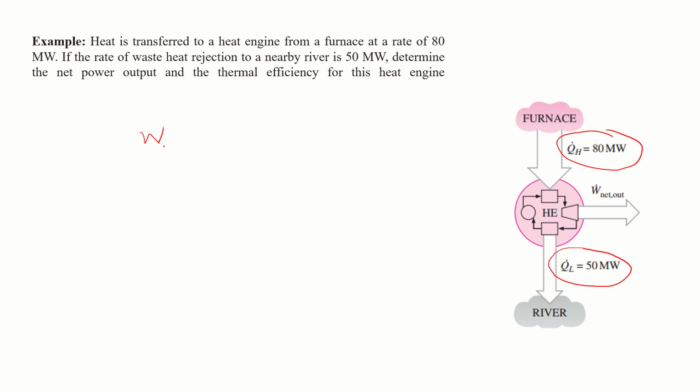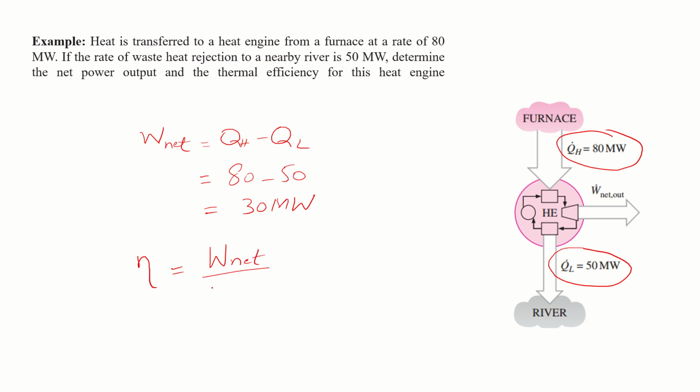W net is equal to QH minus QL, which is equal to 80 minus 50. This is our work output, which is 30 megawatt. And we all know that efficiency is equal to work output, which is W net, over heat input, which is QH, which is equal to 30 divided by 80. This is our thermal efficiency.